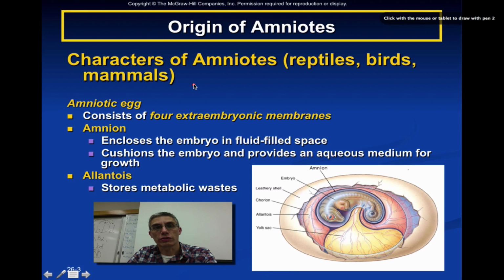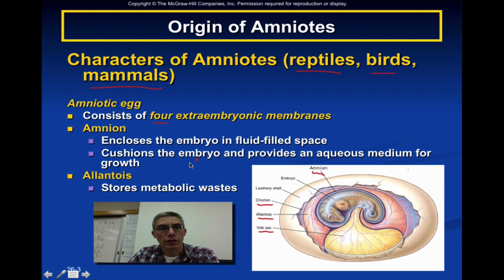Now, as we talk about the characteristics of amniotes, and again, the amniotes include the reptiles and also the birds and the mammals, we can't get away from talking about the specifics of that amniotic egg because, like I said, it's really important in terms of how these animals have adapted to life on land. When you talk about the amniotic egg, you're talking about an egg that actually contains 4 extra embryonic membranes. Down here towards the bottom, you can see all 4 of those membranes being represented.